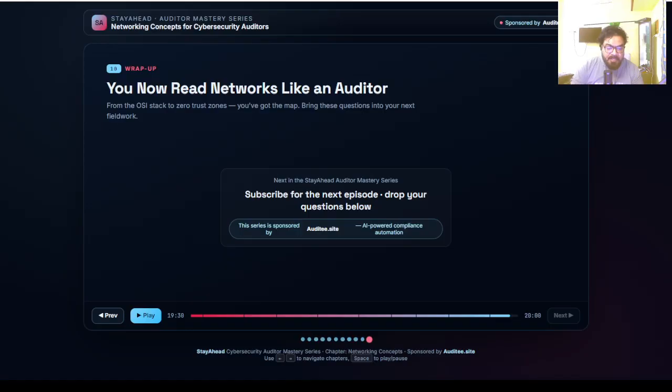From the OSI stack all the way to zero trust zones, you have now got the map. Bring these questions into your next field work and you'll ask sharper questions than the diagram alone could ever answer.